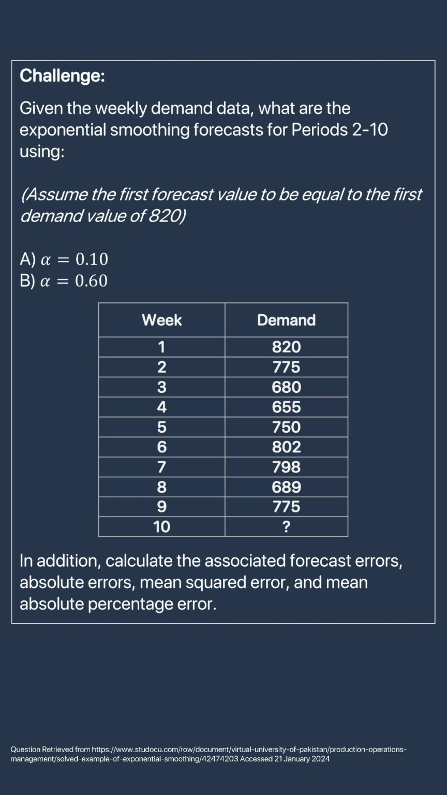Can I interest you in an opportunity? Notice that we did not do any calculations related to a smoothing constant alpha of 0.60. Will you be interested in using this calculator and compare the resulting values for the MAD, MSE, and MAPE? Which exponential smoothing method is better? Is it the one with the smaller smoothing constant value or the one with the larger smoothing constant value?